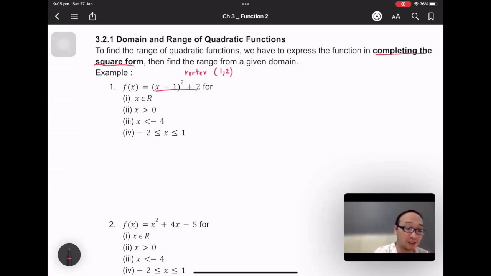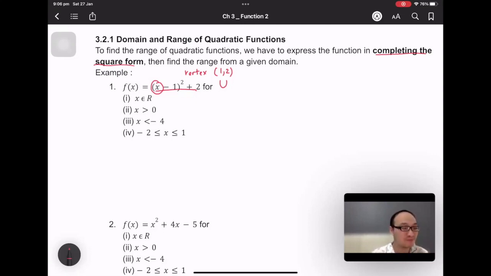The type of the quadratic graph is a U shape, since the coefficient of x squared is positive. If you forget about this, please check again the video about quadratic equations and functions. You may refresh your understanding of the quadratic graph and the completing the square form in that video.